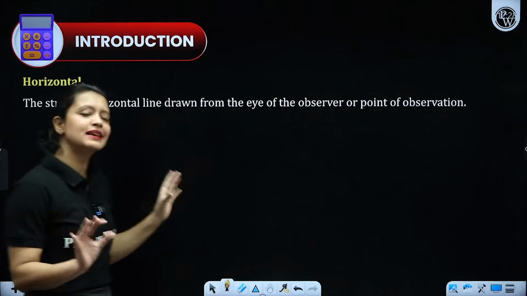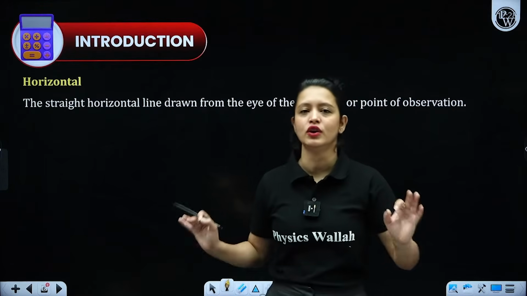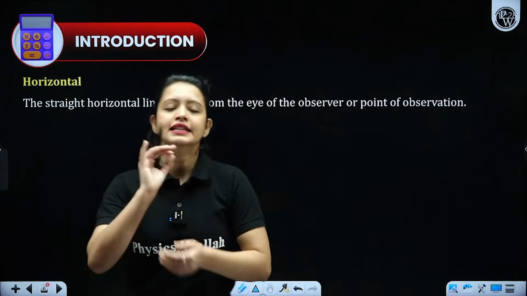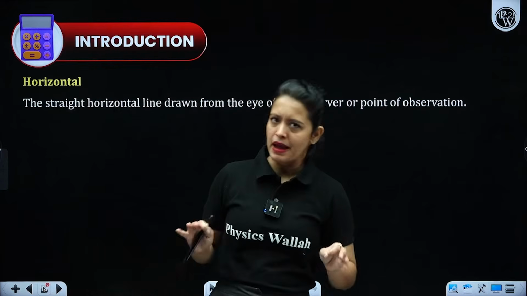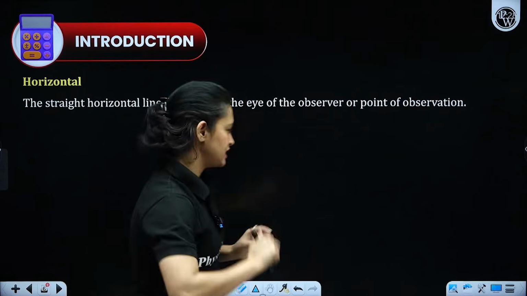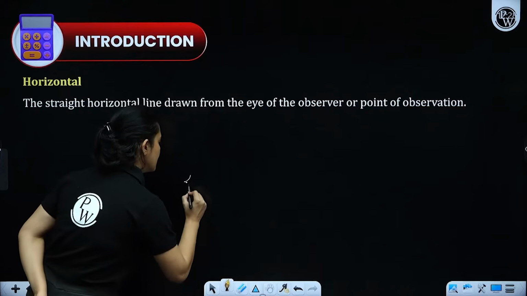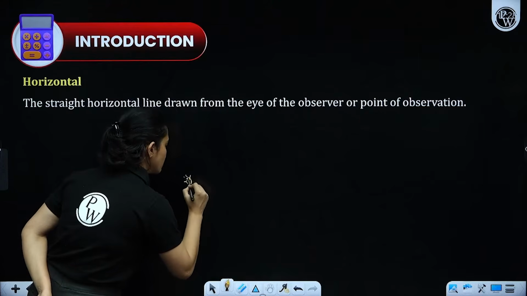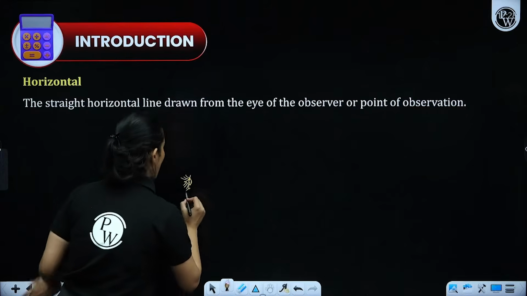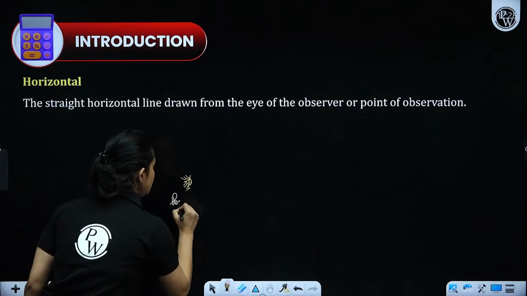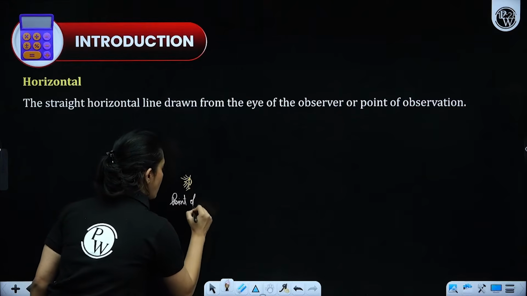ठीक है? तो सबसे पहले तो बच्चा बात करते हैं horizontal की. What is horizontal? ठीक है? But before that, when we are talking about some applications of trigonometry, there are two things. One thing is the point of observation. What is it? Point of observation is the point from where any object is being observed. ठीक है? So point of observation.